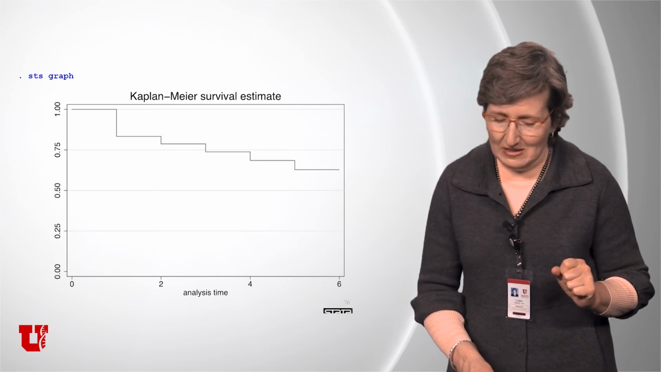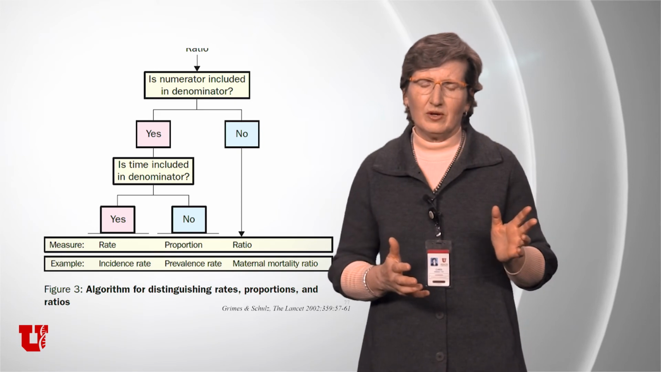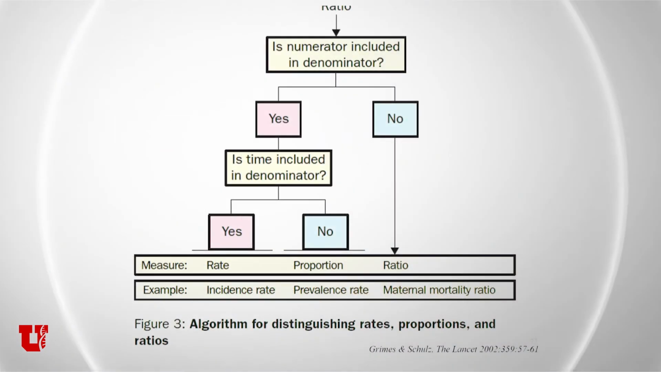Okay, so just as a little bit of a summary of this whole concept of measures of disease frequency. This is from one of your optional readings from the Grimes and Schulz article series in The Lancet on epidemiology methods. So this figure is rates, proportions, ratios. What are these different measures? So is the numerator included in the denominator? If yes, that makes it a proportion. If no, that makes it a ratio.